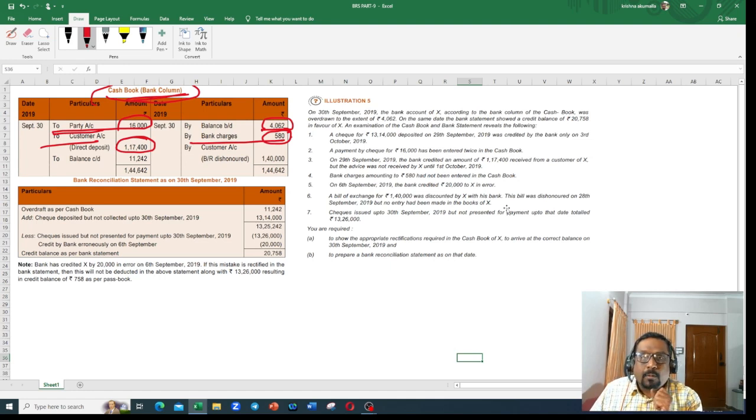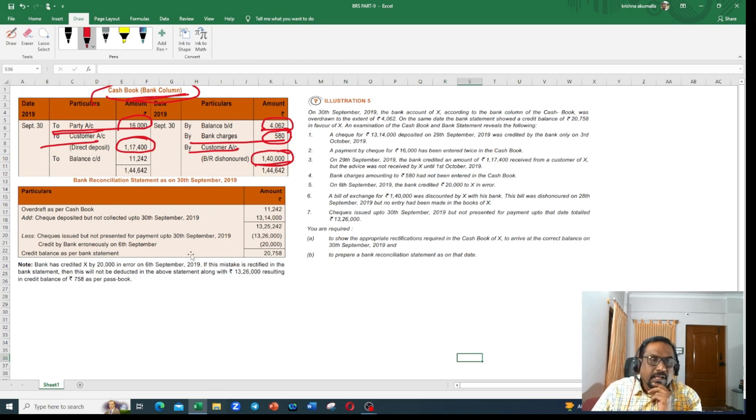Very simple. What is the entry? Drawee account debit to bank account. Why is drawee account debited? I have to receive this from drawee and I have to pay this to the bank. So drawee account is debit, bank account is credit. So on the bank account credit side, I need to write by drawee account 1,40,000. You can use drawee or customer. Here he has written customer account. You can write drawee account as well, because if the name is given, you can write with the name as well. So don't worry about that. So this 1,40,000 I created.